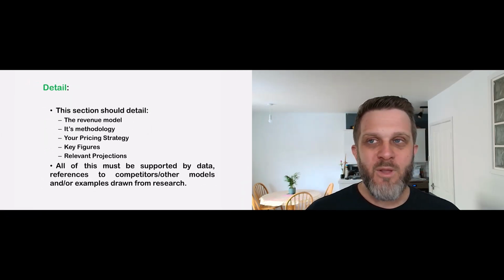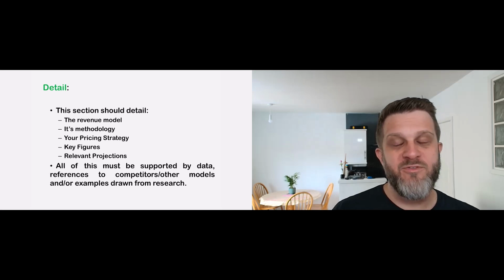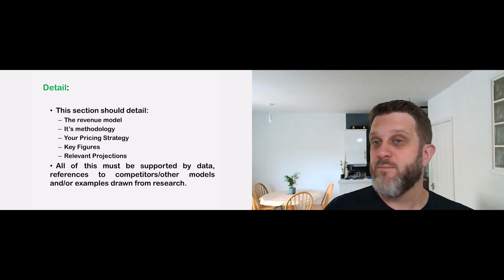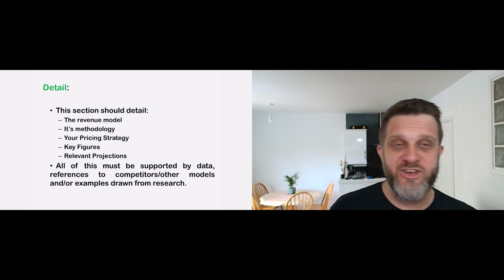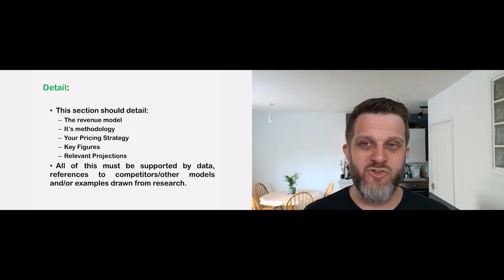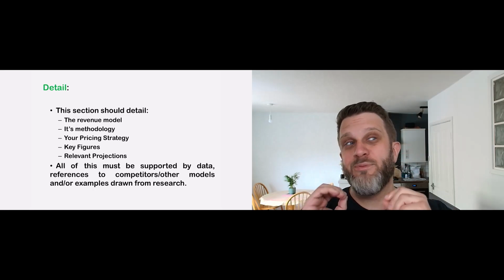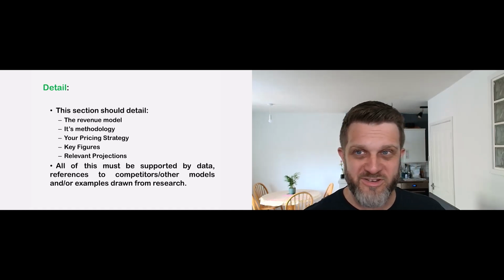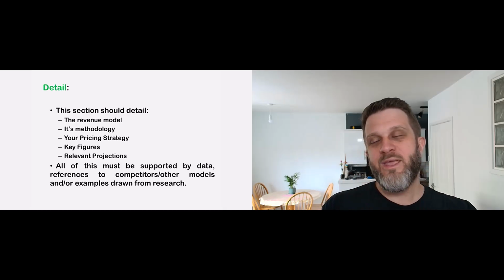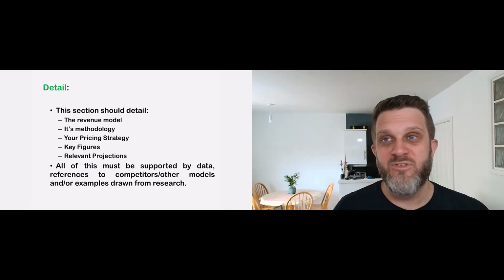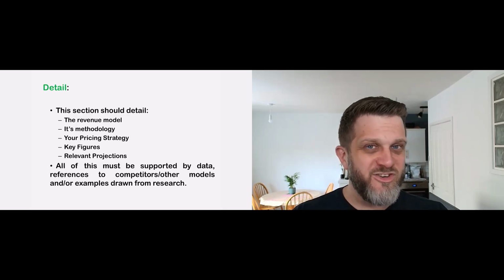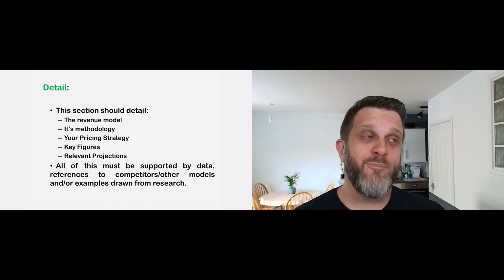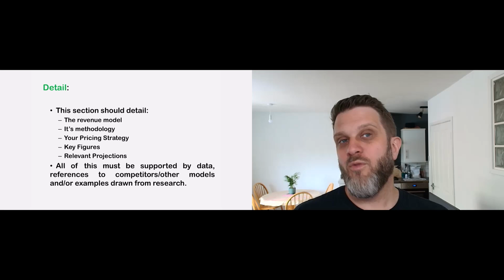Now, what should be in this section? We're looking at the revenue model. So how will the revenue stream actually work? What's the methodology? What's the pricing strategy? Do we have any key figures? Do we have any relevant projections? There's a lot more depth and detail here than just writing, I'm going to sell it for $9.99 and that's psychological pricing. The more depth we get here, the more relevant this becomes, the more we can understand the sorts of decisions that the person is making, and we can support them, make judgments about that, help them really build and develop what they're doing.